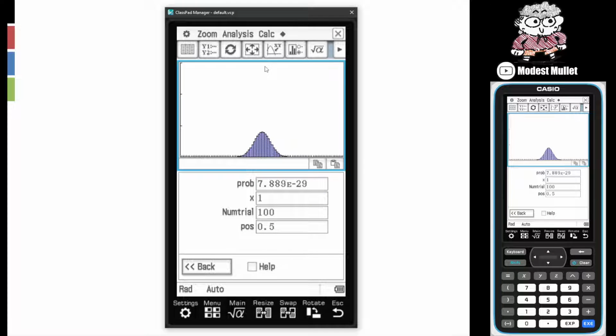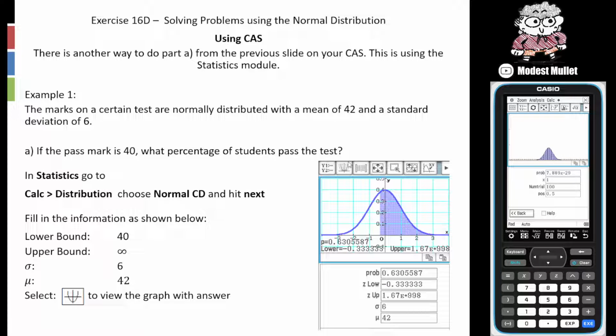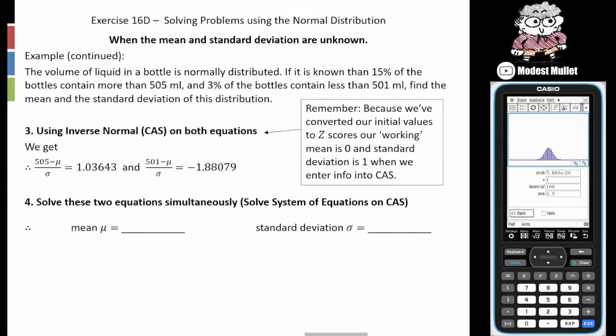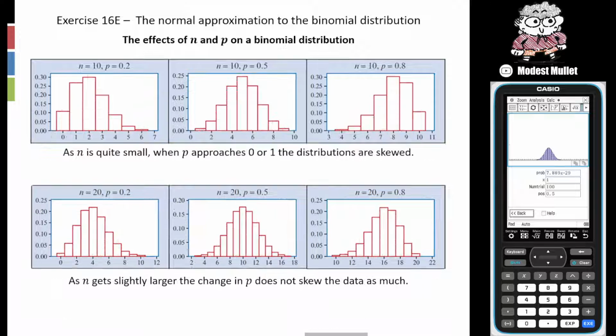Okay, and I don't know why I set the Y scale greater than 1, because we can't have probabilities greater than 1, but we can see that's pretty much perfect for a normal distribution. And we're going to use this, and that's what we're going to look at now.